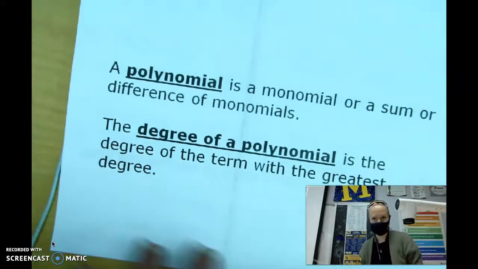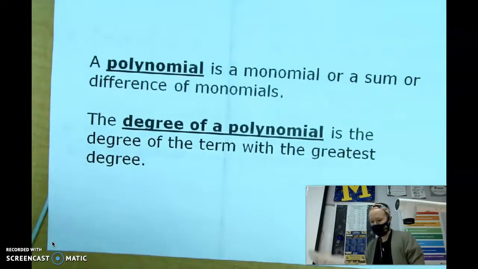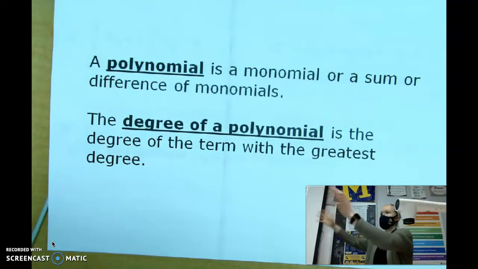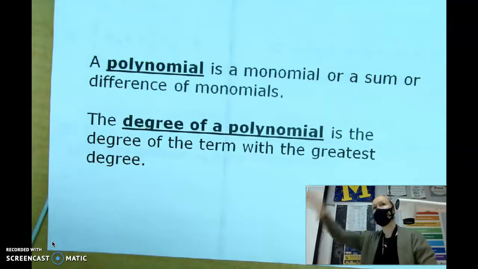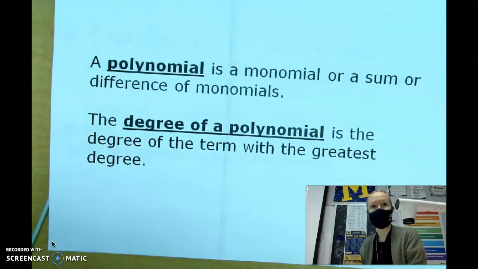Okay, moving on to our next definitions. Let me zoom out a little bit because this seems a bit extreme. So a polynomial is just a whole bunch of monomials being added or subtracted together, right? We talked about what a monomial is. It's just a product of variables and numbers. A polynomial is a whole bunch of those being added together. The degree of a polynomial, though, is the degree of the term with the biggest degree. So you're going to have a whole bunch of different monomials, and you have to pick the degree of the biggest one as the degree of your polynomial. That's going to be like a default. It's the biggest one.